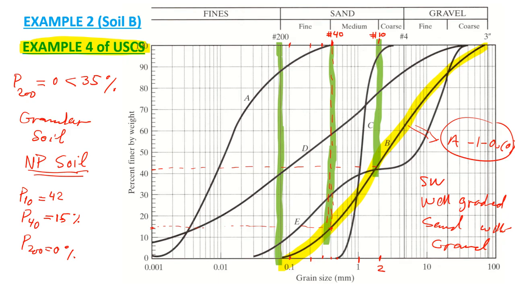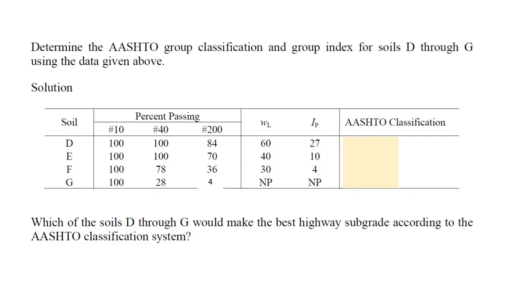Okay, next we are going to take some soils from here. Here is an example. I took it from a book. So we have 5 soils. So I'm going to do some classification, and you can try the remaining yourself. So here passing number 10, number 40, number 200, liquid limit, plasticity index, all are given in the form of a table, so you don't have to go to that gradation curve.